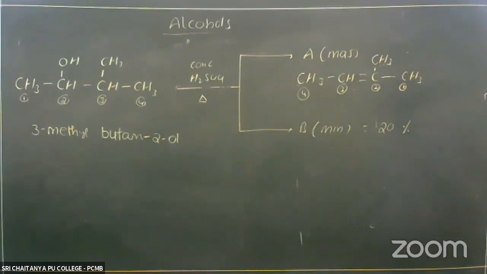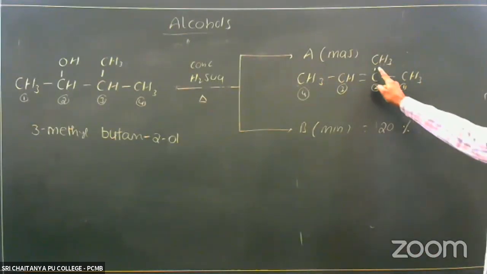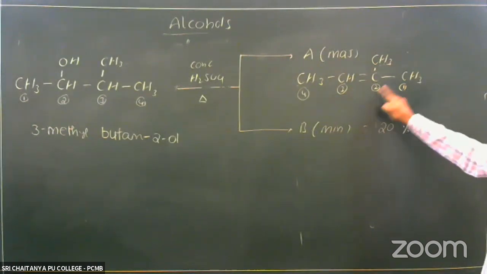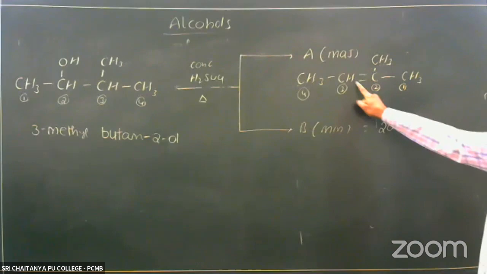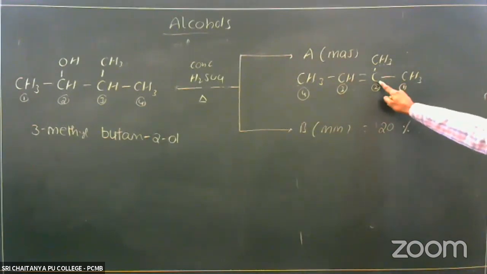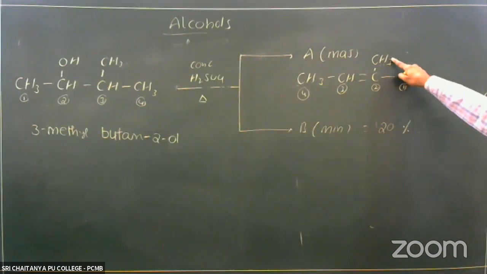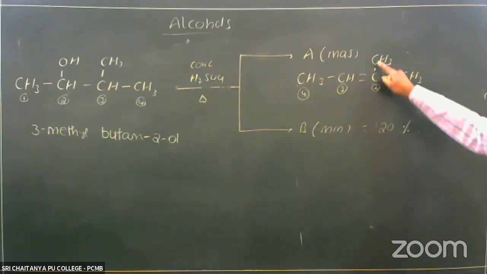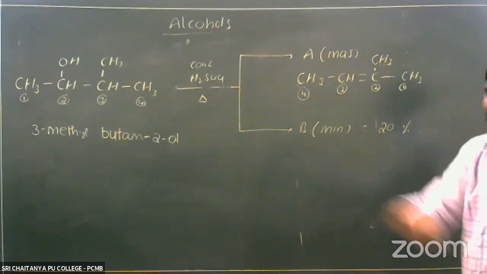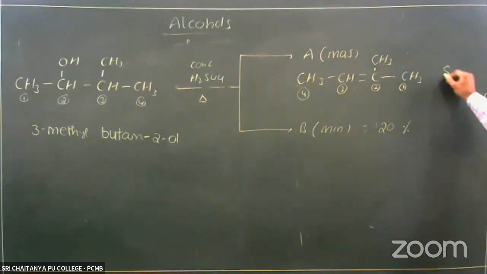So what is the IUPAC name of A? 2-methylbut-2-ene. The second carbon is attached with the methyl group, and the position of the double bond is also 2. So 2-methylbut-2-ene is the major product, nearly 80% of the products.